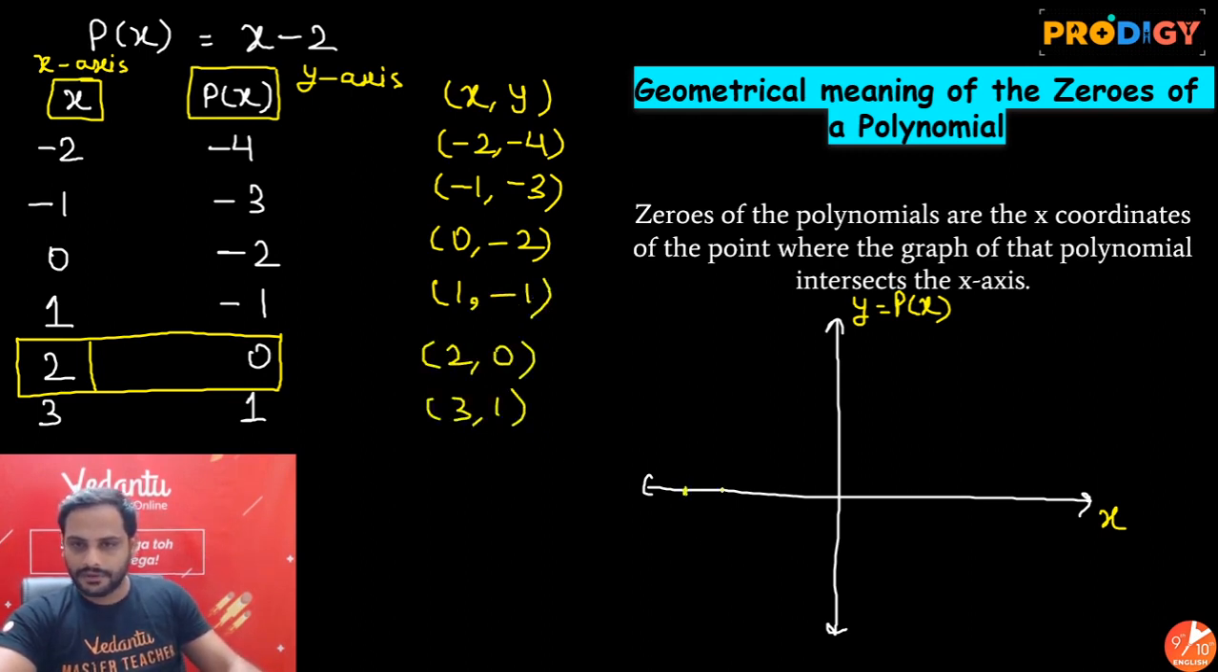1 2 3 4 5 6 7 8, 1 2 3 4. The first point is minus 2 comma minus 4: x coordinate minus 2, y coordinate minus 4, so it is something over here. Then minus 1 comma minus 3: x coordinate minus 1, y coordinate minus 3 will be over here. I'll use a different pen so that we can see it carefully.